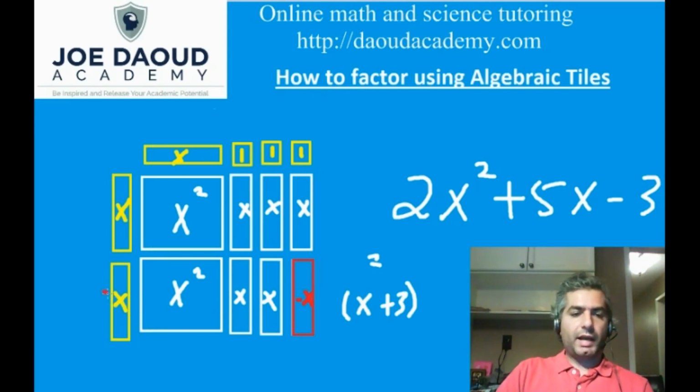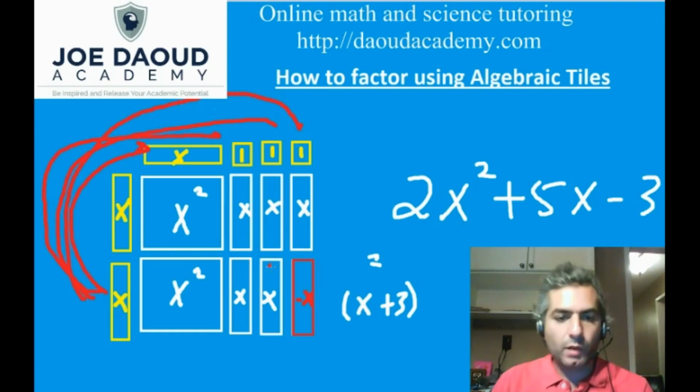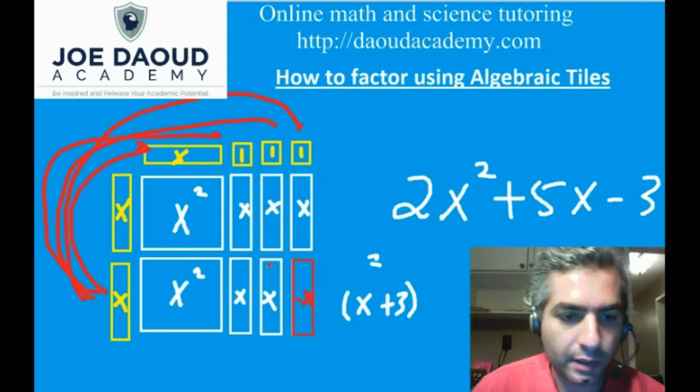So we have x times x, that's giving us x squared. That's done. X times 1, that's giving us x. X times 1 is giving us x. And x times 1 is giving us x. Well, all right.